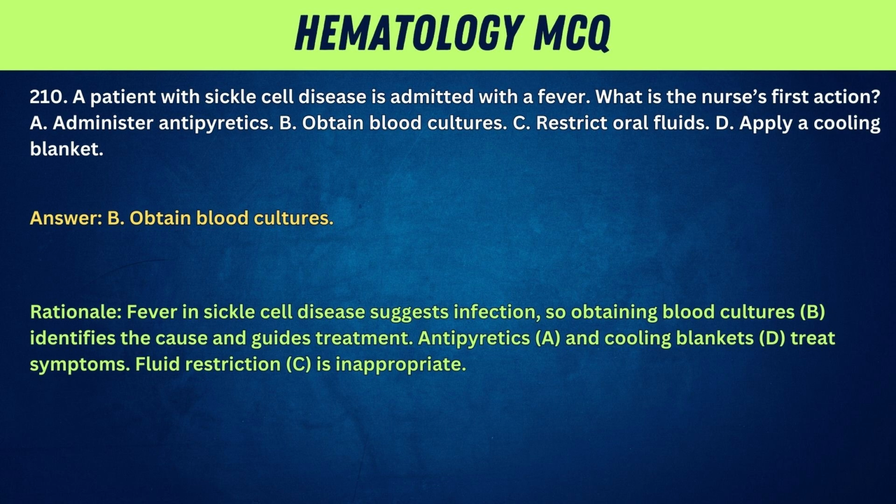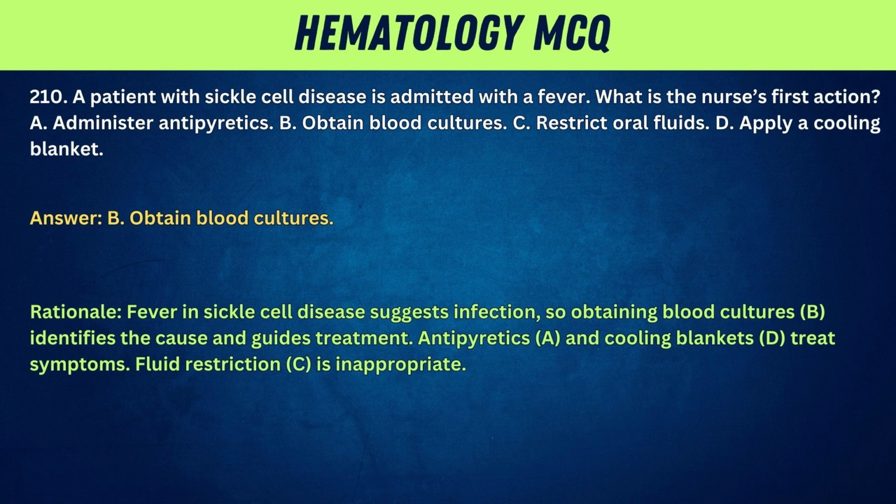210. A patient with sickle cell disease is admitted with a fever. What is the nurse's first action? A. Administer antipyretics. B. Obtain blood cultures. C. Restrict oral fluids. D. Apply a cooling blanket.